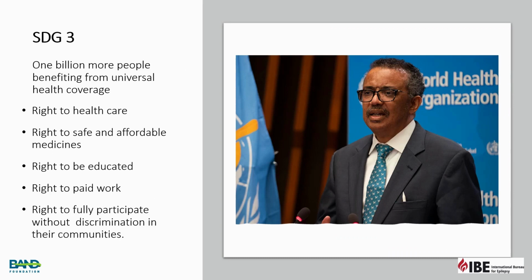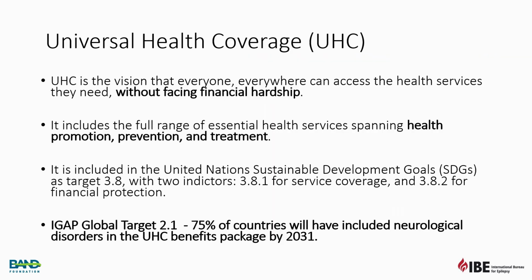When the IGAP was discussed and endorsed in May 2022, it was listed under the agenda items related to universal health coverage. This strategy priority is to provide access to care to 1 billion more people in the next 10 years. By endorsing the IGAP, member states acknowledge that people with epilepsy have the right to health care, the right to safe and affordable medicines, the right to be educated, the right to paid work, and the right to fully participate without discrimination in their communities.